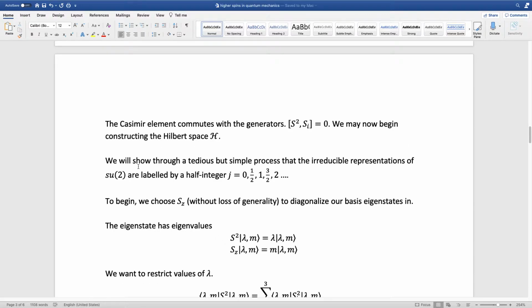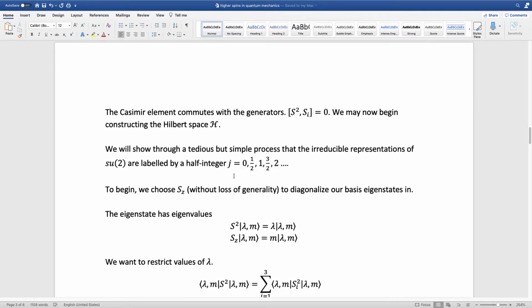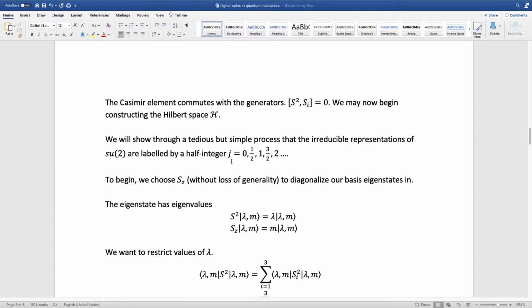We will show through a few pages, through a simple but tedious process, that the irreducible representations of SU(2) are labeled by half integers: 0, 1/2, 1, 3/2, 2, and so on. So there's a countably infinite number of irreducible representations of SU(2), and they're labeled by integer or half integer.